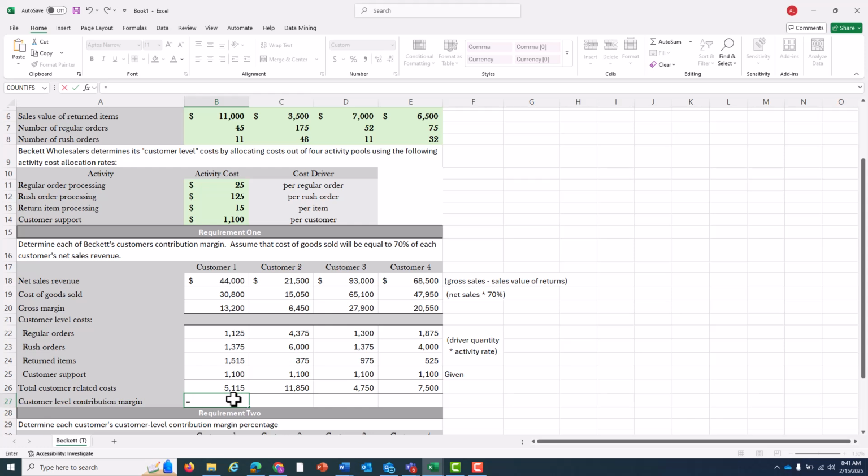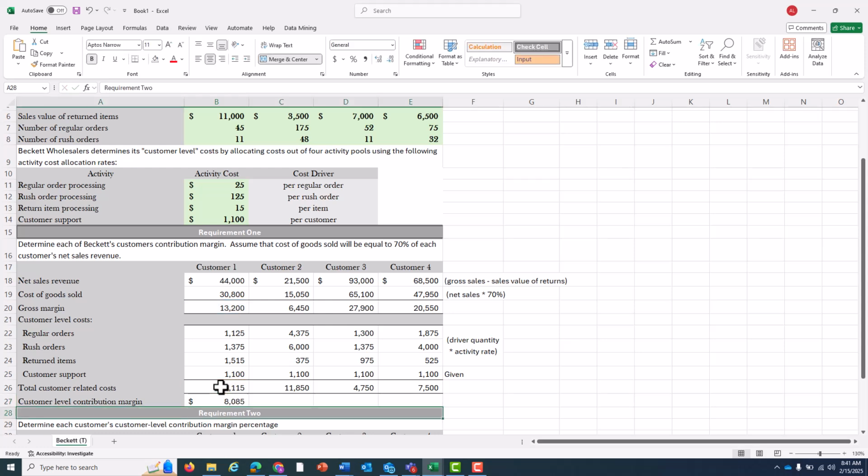Accounting not just for the manufacturing costs that went in, but also any variable costs that we had to incur outside of that for processing orders, returning items, and supporting our customers. And for this, I'm just going to take the gross margin that we had for each customer, and subtract out their total customer related costs. So for customer number 1, with a $13,200 margin and causing us to incur $5,115 of customer related costs, their contribution to our company-wide margin is $8,085.